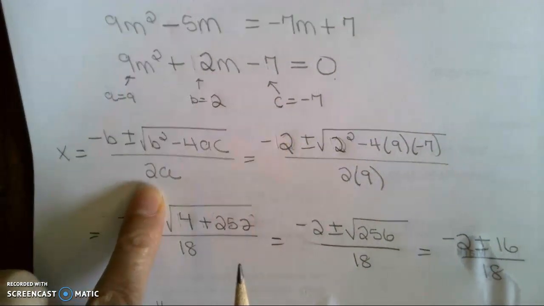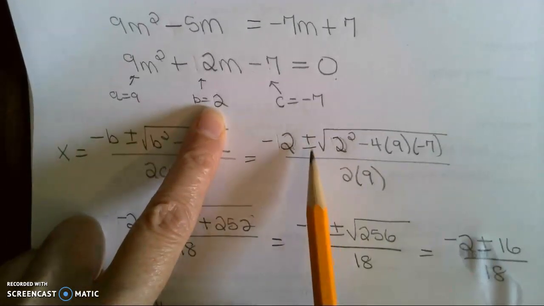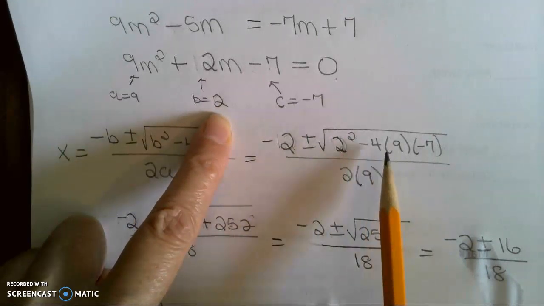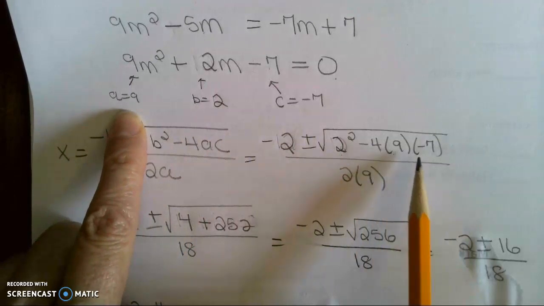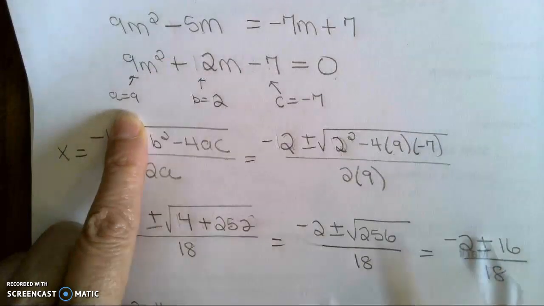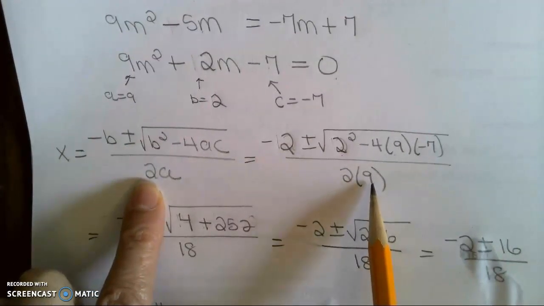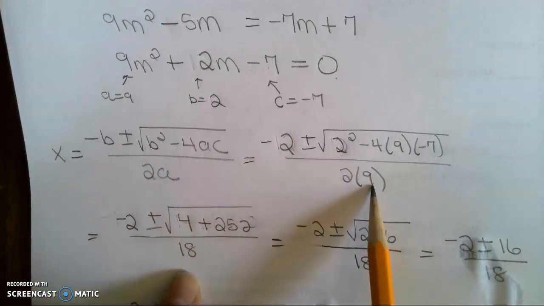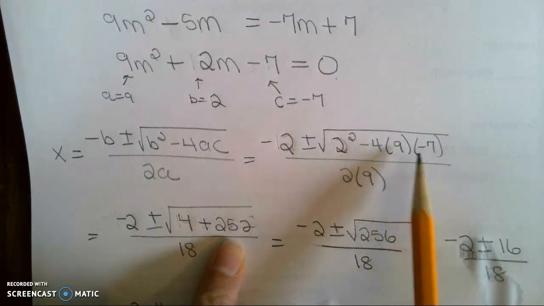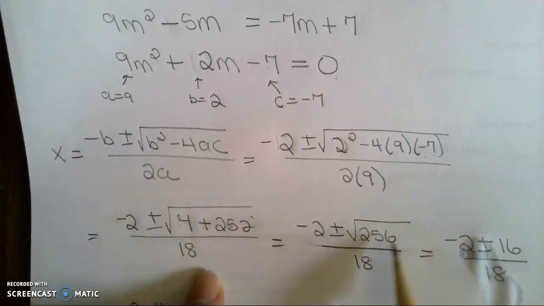So again, here's my quadratic formula. It's negative b plus or minus the square root of b squared, which is 2 squared, minus 4 times a, which is 9, times c, which is negative 7, and that's all over 2 times a, 2 times 9. Okay, this becomes 18 in the denominator, 2 squared becomes 4, and 4 times 9 times negative 7 gives me positive 252. If I add those together, I get 256.